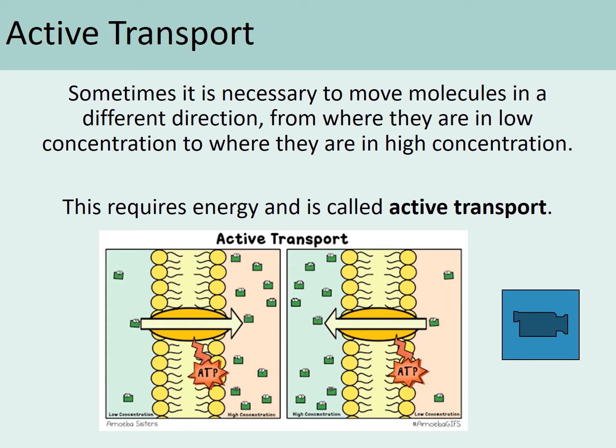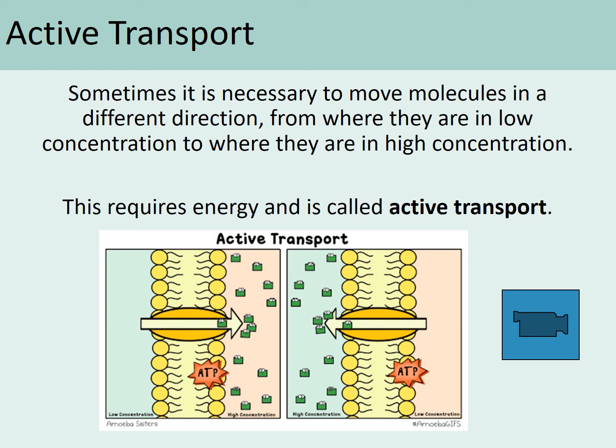Now, active transport is very different to the past two, diffusion and osmosis, because sometimes we need to move molecules the other way. So instead of it going from a high concentration to a low concentration down a concentration gradient, we actually need to go the other way. We need to go from low concentration to high concentration, against or up the concentration gradient. Now, that doesn't just happen.